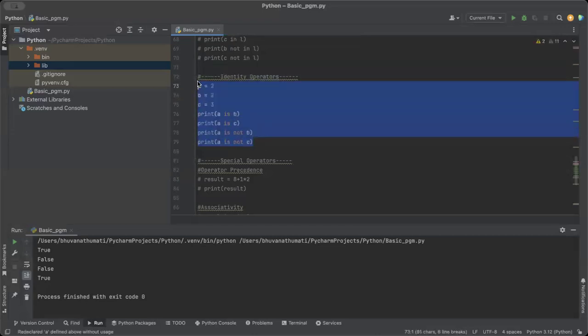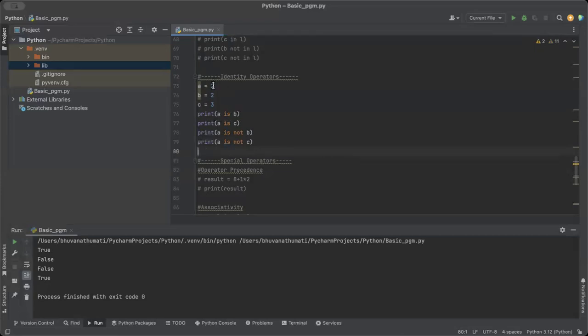Let's uncomment this. So I have taken here 3 variables, A equals to 2, B equals to 2, C equals to 3. So it is checking here A is B. So A equals to 2, B equals to 2. So 2 is 2. Let's run. So 2 is 2. So it is printing true. 2 is 3 or not, it is checking. So that is false. We are getting false.